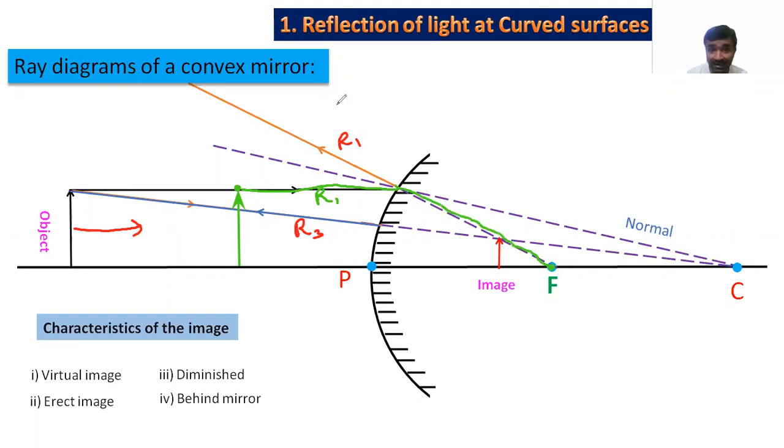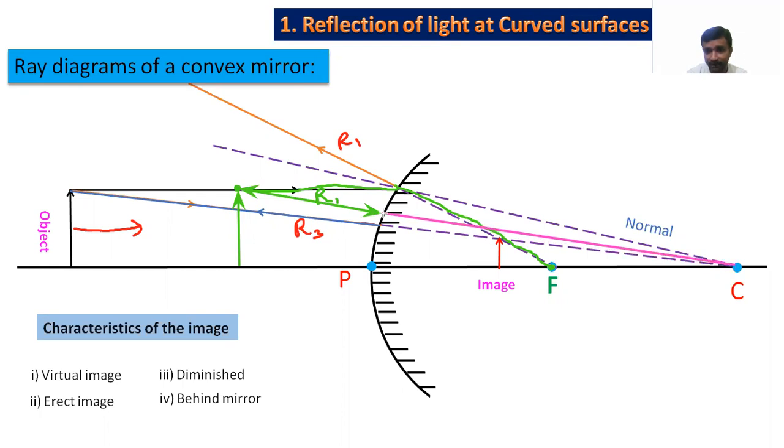Then what about the second ray? The second ray appears to meet the center of curvature and it is changing its direction in the reverse side. So it is sent back, right? Then we have to take a ray in the backward direction, extending it to meet the center of curvature. So I'm using a different color here.